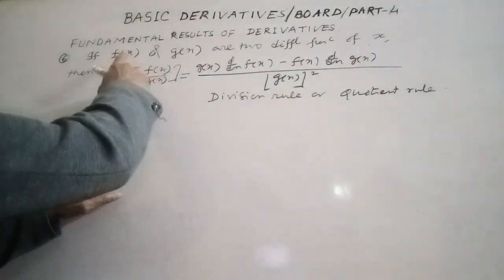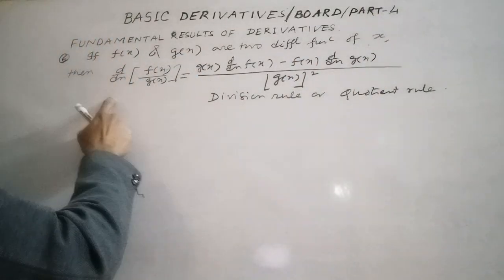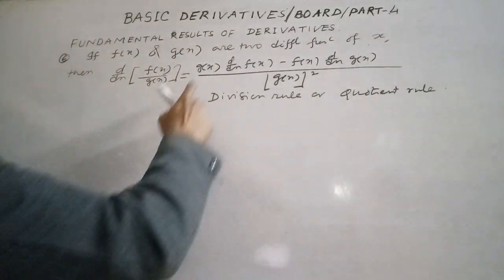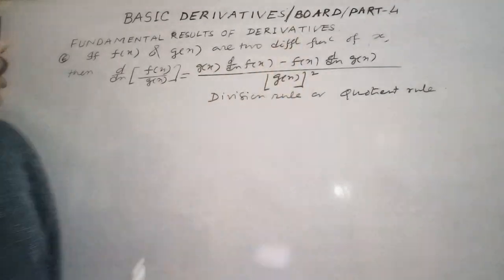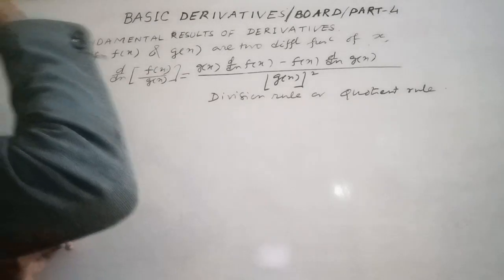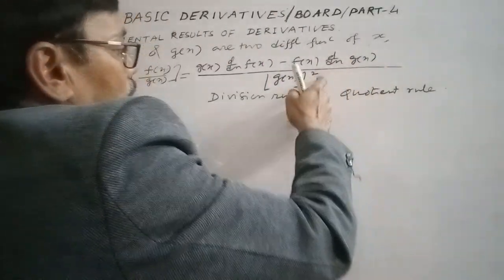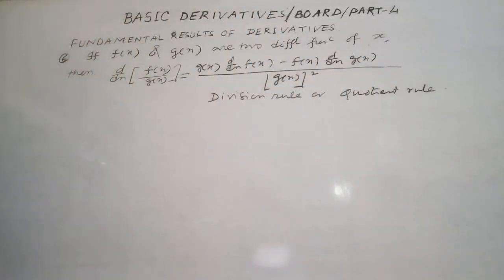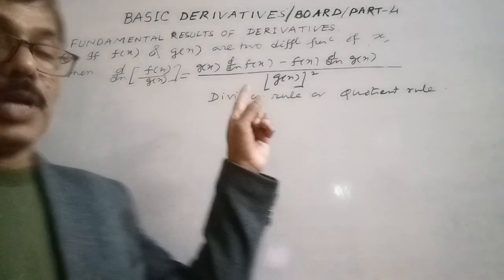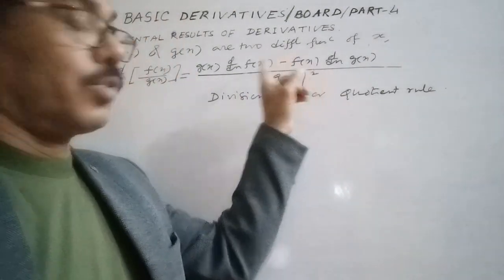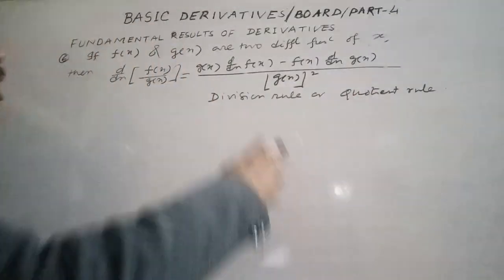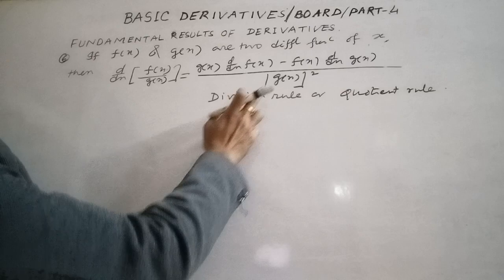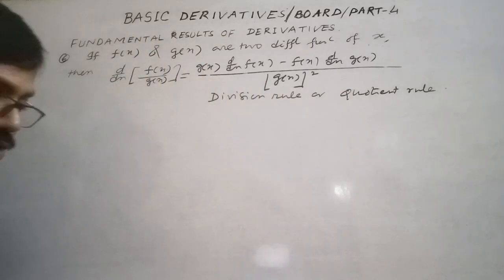If f(x) and g(x) are two differentiable functions of x, then d/dx of f(x) by g(x) equals g(x) unchanged, derivative of numerator, minus f(x) unchanged, derivative of denominator, by denominator whole square. Mind it, here it is negative, so you cannot interchange the order. In product rule, you can interchange it, but here denominator unchanged.